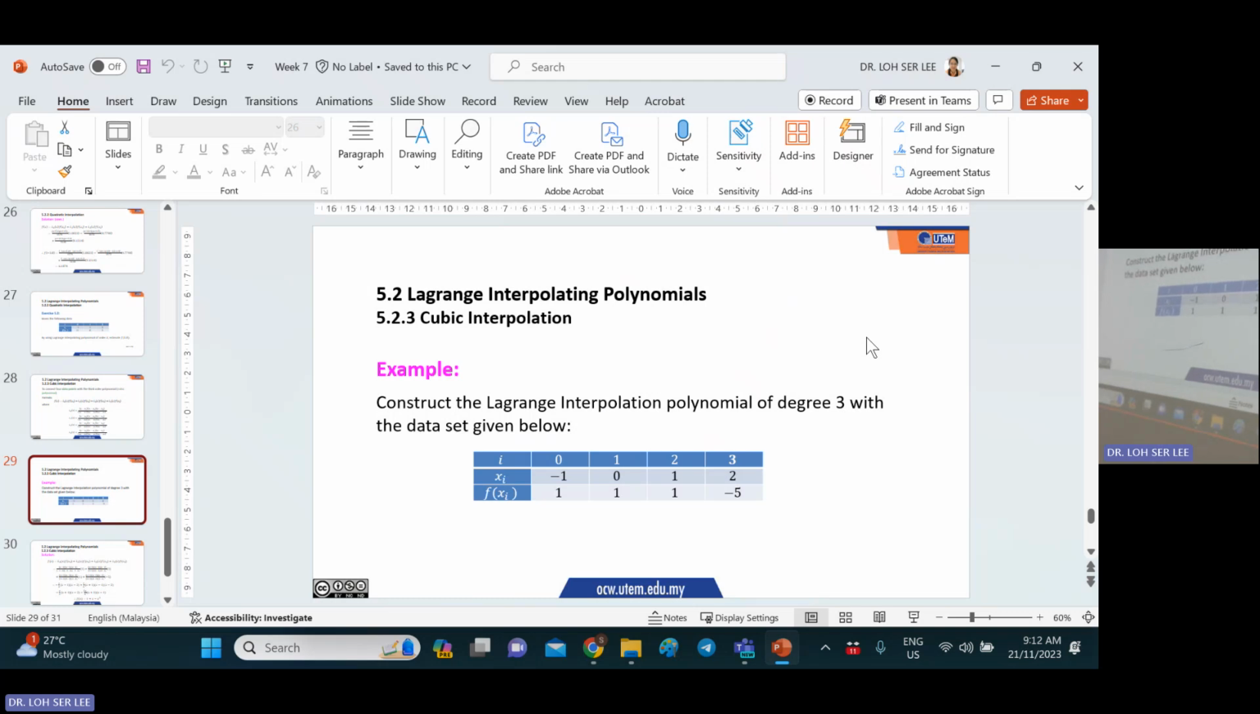Construct a Lagrange interpolating polynomial of degree 3 with the set of points here. You are given 4 points. We want to construct the Lagrange interpolation polynomial of degree 3. Yes, we need 4 points. If you look at this question, what is the difference between this question and the previous questions? 4 data points. Yes, 4 data points. Just now there are only 3.